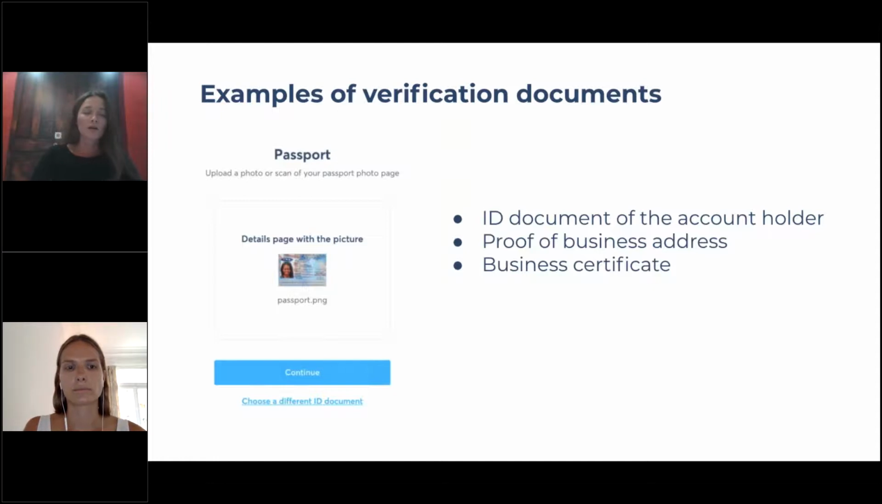And here are just some other examples of verification documents that might be needed. Common ones would be an ID document, proof of business address, and the business certificate. In most cases, we actually don't need to request those documents, because there are online business registries, so we can just compare the data that you have entered with the online registry. That makes life easier, and that's why it's important to enter all the details as accurately as possible.